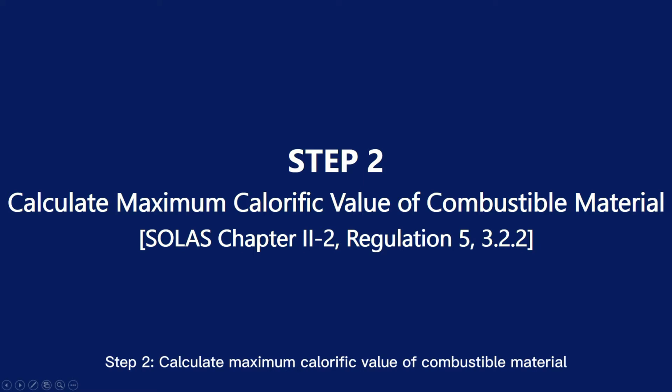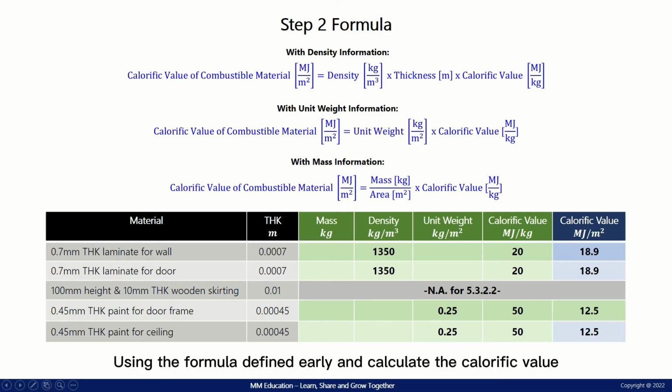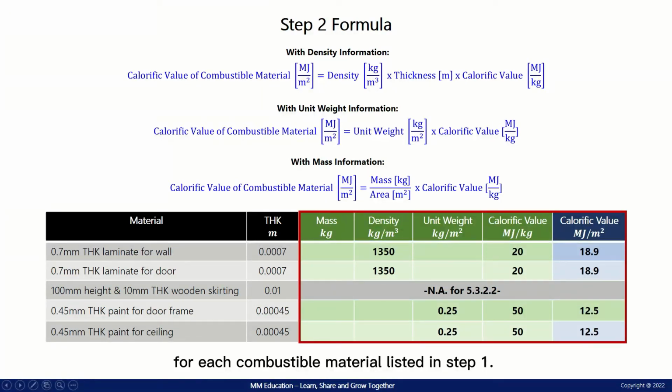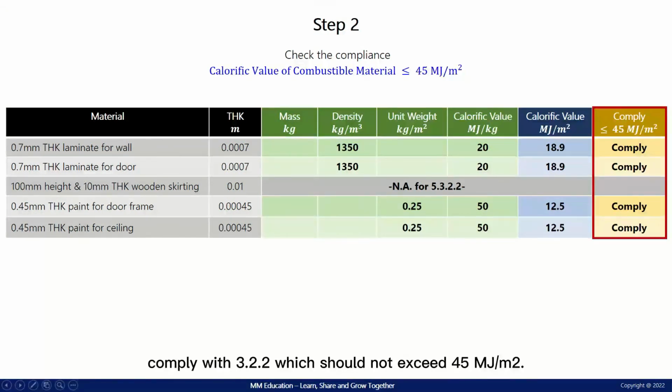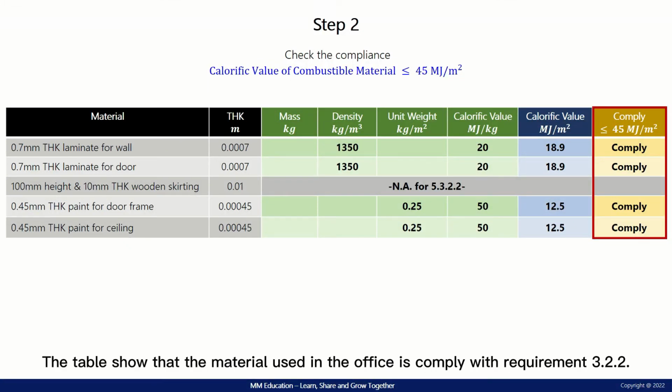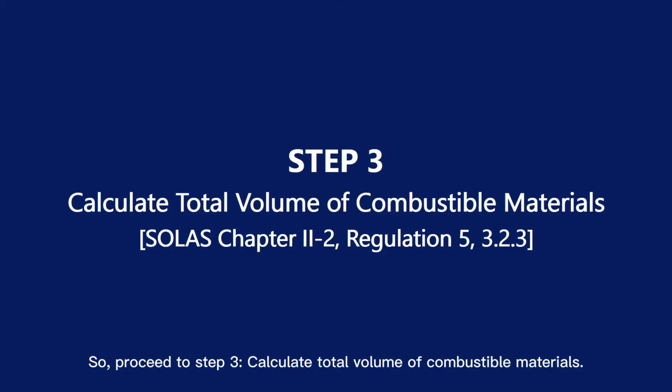Step 2. Calculate the maximum calorific value of combustible material using the formula defined earlier and calculate the calorific value for each combustible material listed in Step 1. Check if the calculated calorific value of each combustible material complies with 3.2.2, which should not exceed 45 megajoules per meter square. The table shows that the material used in the office complies with requirement 3.2.2. So, proceed to Step 3, calculate the total volume of combustible materials.